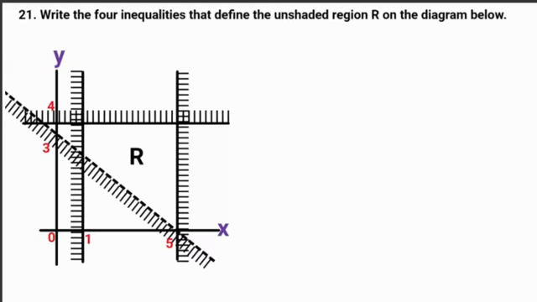Question 21 was as follows. Write the 4 inequalities that define the unshaded region R on the diagram below. So we are supposed to write the inequalities that would define the unshaded area. If you're wondering which area is not shaded, on this diagram the unshaded area is this one, which is denoted by R. So these are the inequalities we want to define that will describe the unshaded area, the one circled there inside, which is denoted by the letter R.